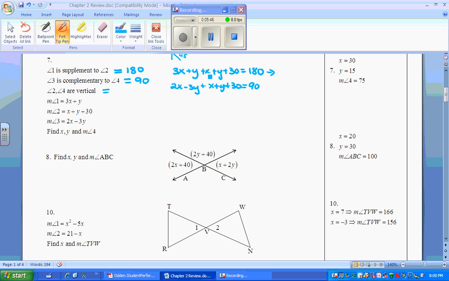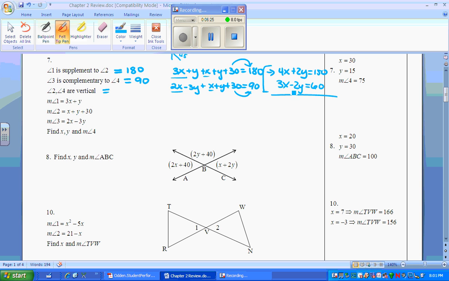Now let's simplify this. If we simplify this side, the 3x and the x make 4x. We got y and y, plus 2y. And this side has 30, but we want to move it over here, so we subtract that over, and we're left with 150. Second one, we got 2x and x, so that's 3x. Negative 3y and y, so that's negative 2y, equal to the 30 can't stay over here, has to go over here, minus it over, so then that equals 60. So this is the system we are going to solve right here.